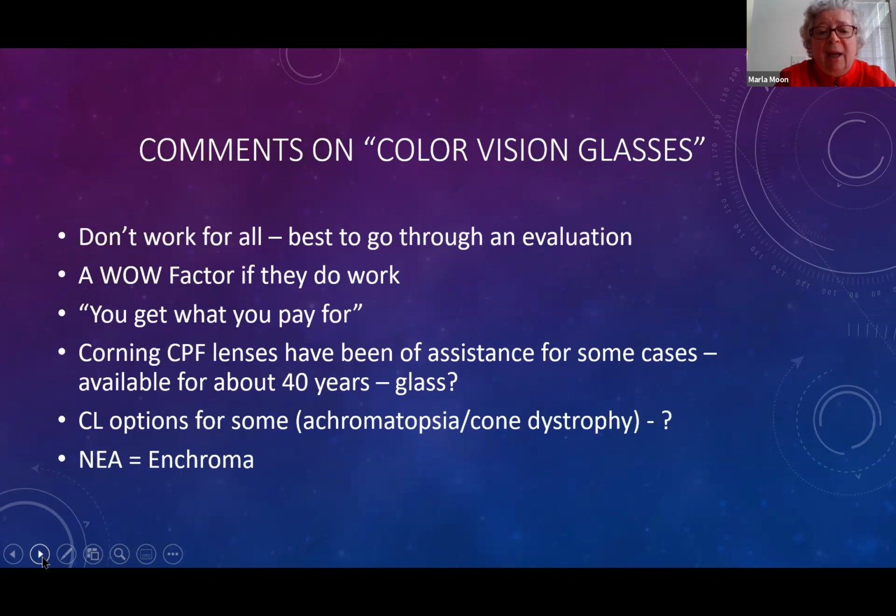There's also some contact lens options, especially for individuals that have achromatopsia or cone dystrophy. What our laboratory has actually done is they've been able to tint the lenses to match some of the Corning products and from the Enchroma if they want a contact lens option. But the downside is over time, the lenses will start to lose some of that color, will start to fade. So it usually doesn't work for more than a 1 month disposable lens. Next slide, please.